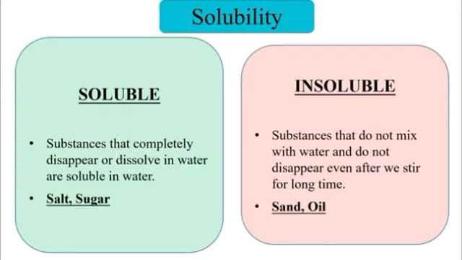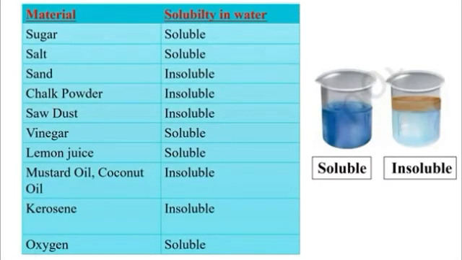For example, salt and sugar are soluble in water, whereas sand, chalk powder, sawdust, mustard oil, coconut oil, and kerosene are insoluble in water. So, a soluble material will completely dissolve in water, whereas an insoluble material like oil will not dissolve in water. And it will form a separate layer like this.